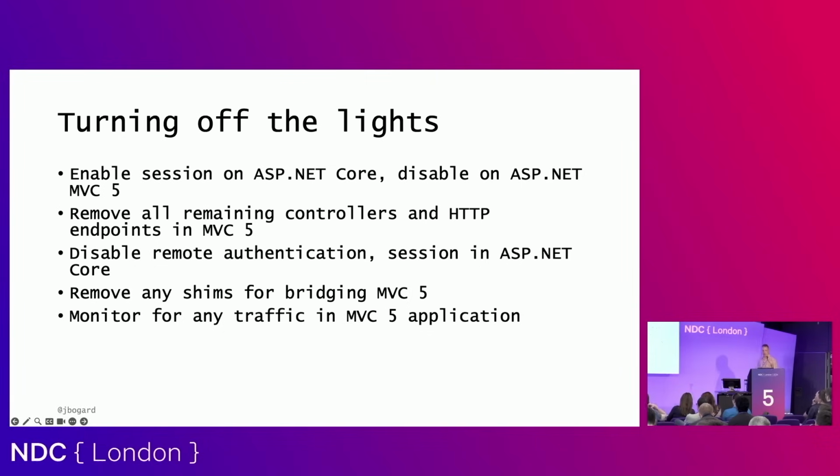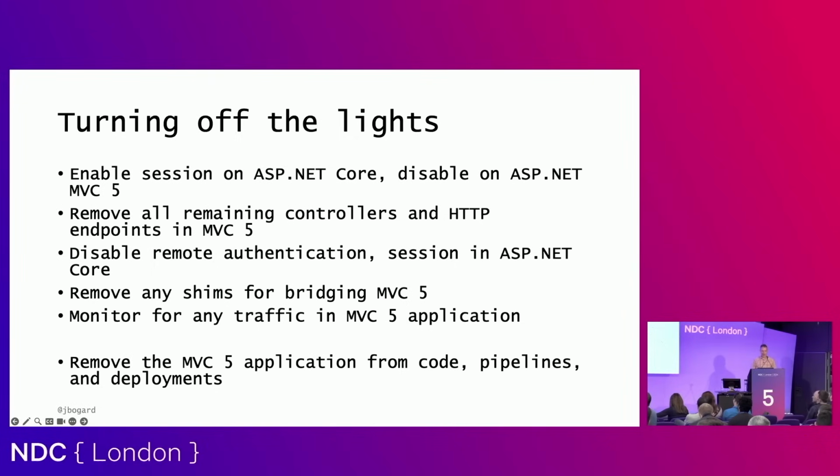And finally, we would deploy this out and monitor the MVC 5 application for any traffic. We did this for a week or so to make sure that we're still not getting any requests to that MVC 5 application. And then finally, once we knew there's nothing else going on there, we removed the MVC 5 application from code, pipelines, deployments, and popped the champagne bottle because no more ASP.NET MVC 5.